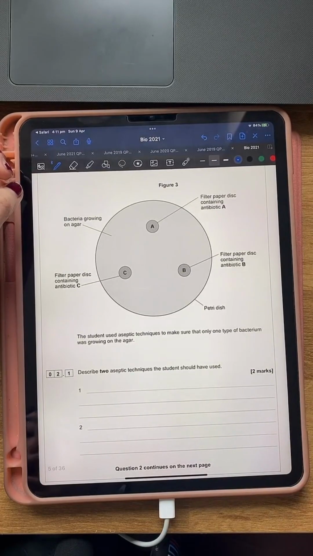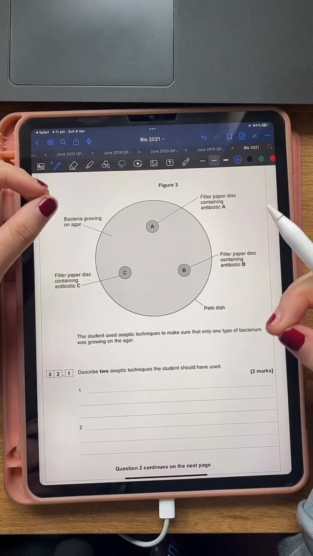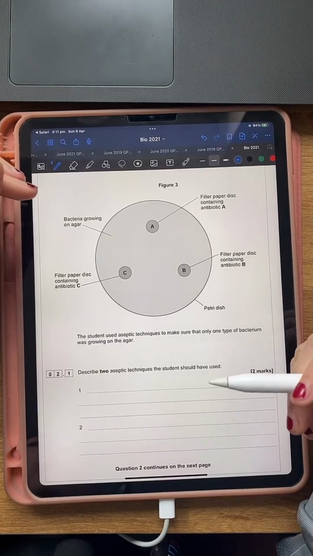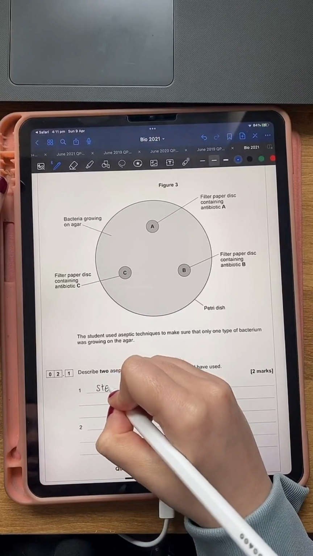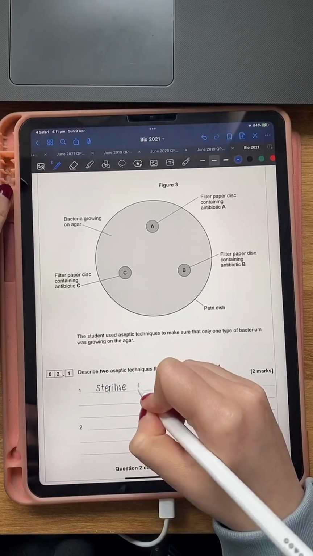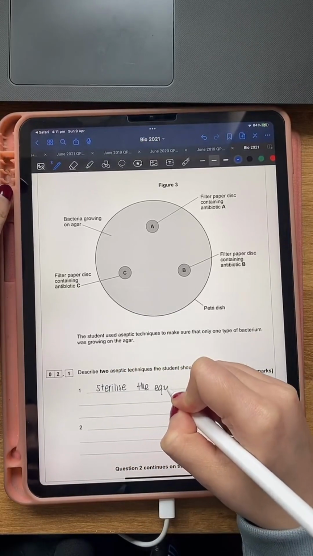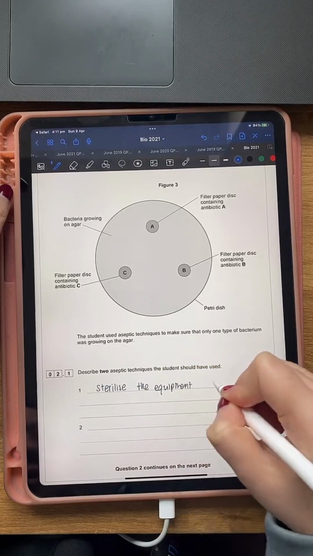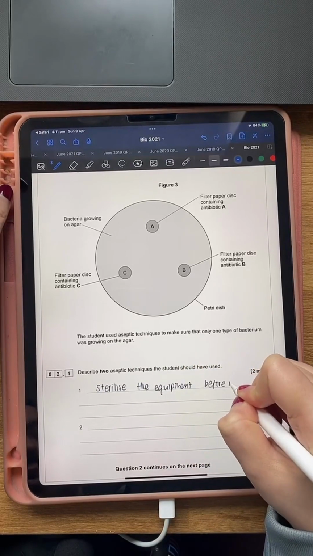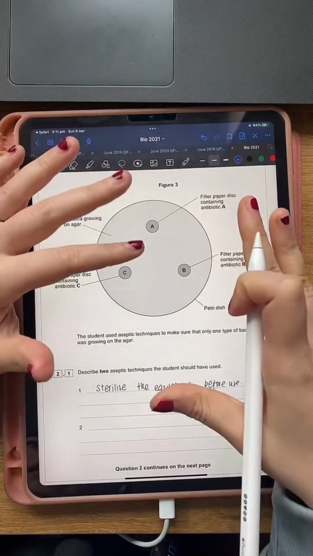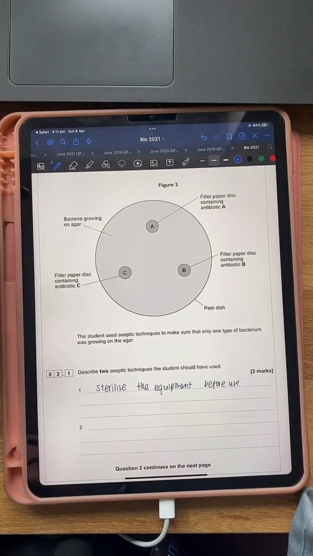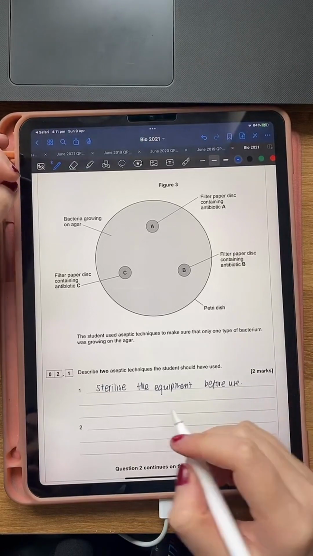So, aseptic techniques meaning that we're trying to sterilize it. So that's one thing you can say. Sterilize the equipment before use. This means that when you apply a bacteria in it, only that bacteria will be present. No other ones will be present because it's already sterilized. So you can use sterilized agar. That's right. So you can sterilize the equipment, use sterilized agar.